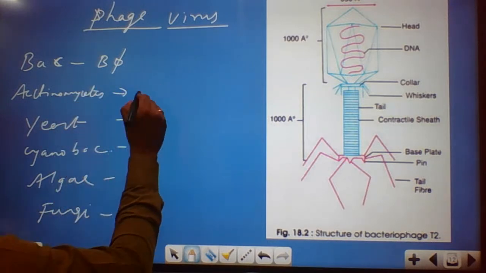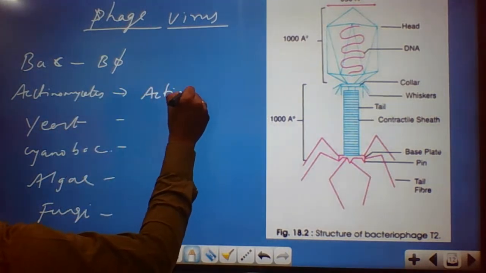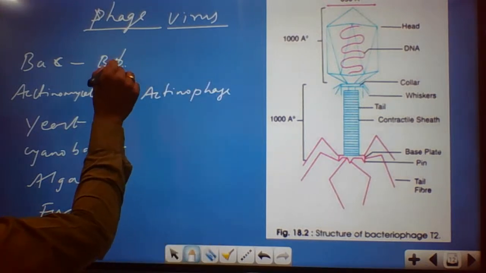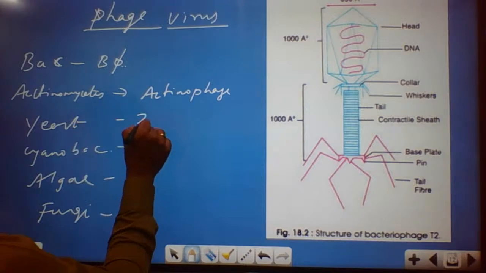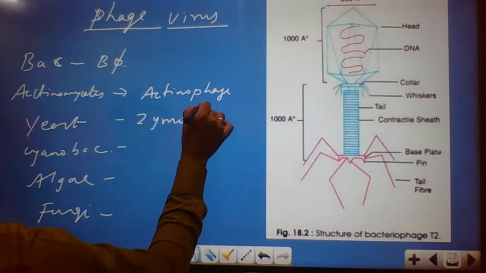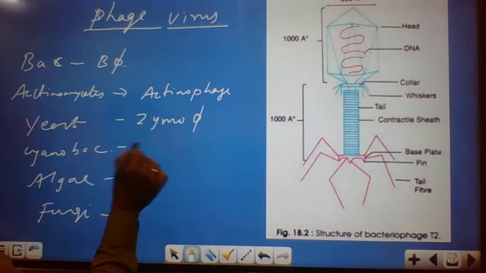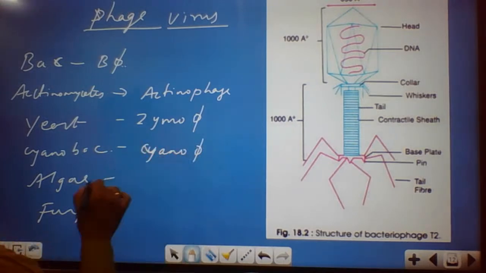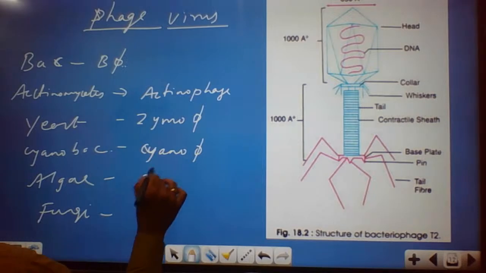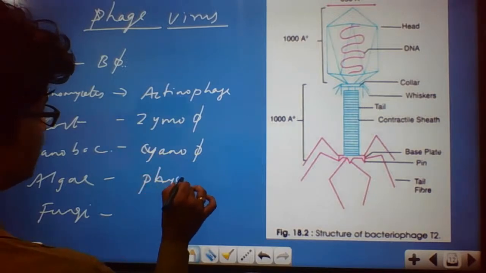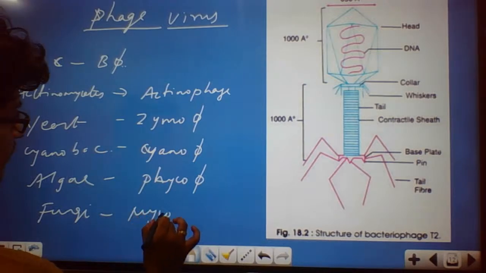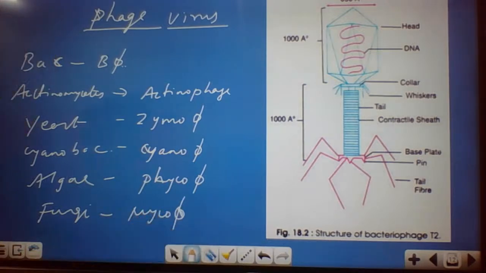This we call an actinophage. This is a symbol that usually we give for a phage, actinophage. And yeast is actually zymophage. So cyanophage, C-Y-A-N-O, cyanophage is for the cyanobacteria. For algae, this we call a phycophage, P-H-Y-C-O, phycophage. And this is mycophage, which affects fungi.